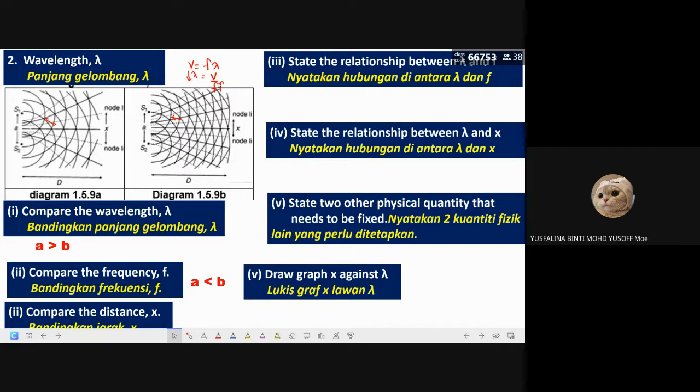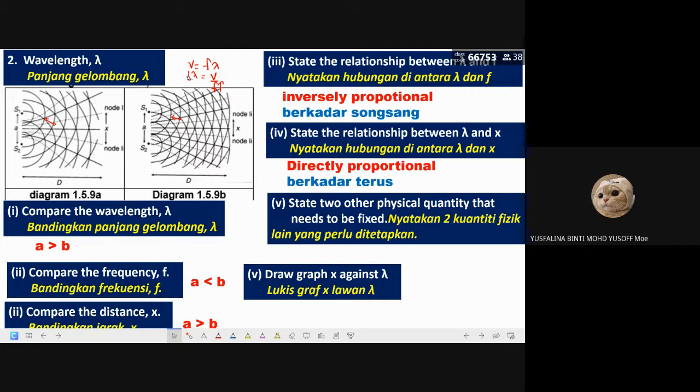We use the formula here, and you need to compare the distance. This one you can just see from the diagram. The distance X for diagram B is shorter than for A. So what is the relationship between lambda and f? You can see again the formula here. When the lambda decreases, the f increases. So this is inversely proportional.